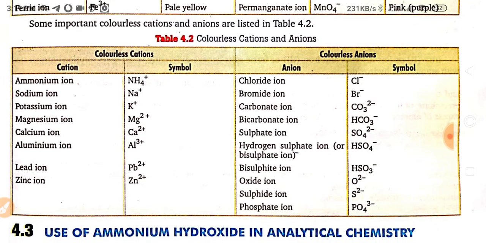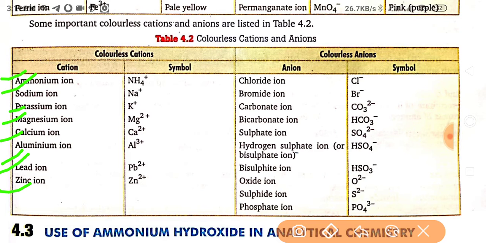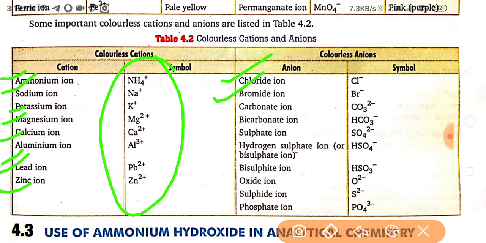Some important colorless cations and anions are listed in table 4.2. All of these are colorless. Ammonium ion, sodium ion, potassium ion, magnesium ion, calcium ion, aluminium ion, lead ion, zinc ion, and by seeing this you can also learn their valency. Chloride ion, bromide ion, carbonate ion, bicarbonate ion, sulfate ion, hydrogen sulfate ion or bisulfate ion, oxide ion, sulfide ion or phosphate ion. So these are the symbols of them.